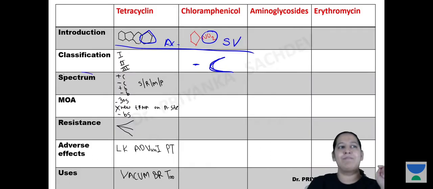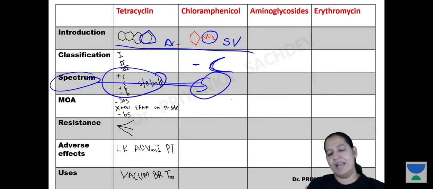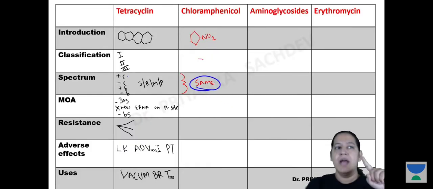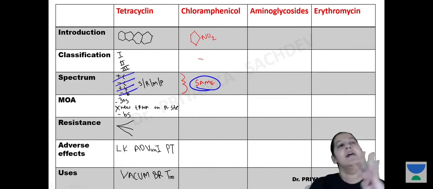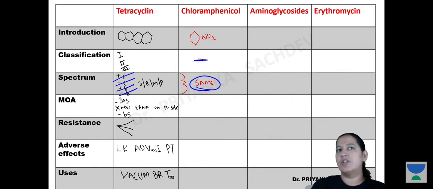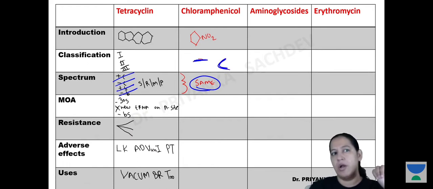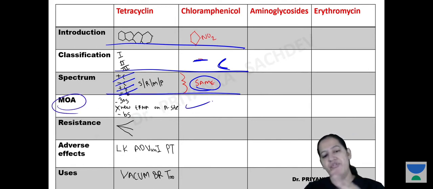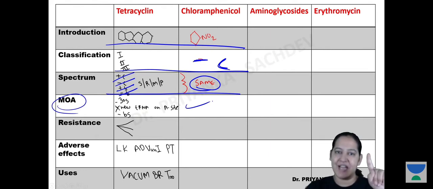Coming directly on spectrum. Spectrum is exactly the same. It is also a broad spectrum. It is against gram positive cocci, gram negative cocci, gram positive bacilli, gram negative bacilli. So spectrum is same. Classification is not there because only a single drug is there, chloramphenicol. You have compared the structure, the classification, the spectrum. Coming on mechanism of action, who will tell me the mechanism of action of chloramphenicol? Which step is it blocking? There are 4 steps.